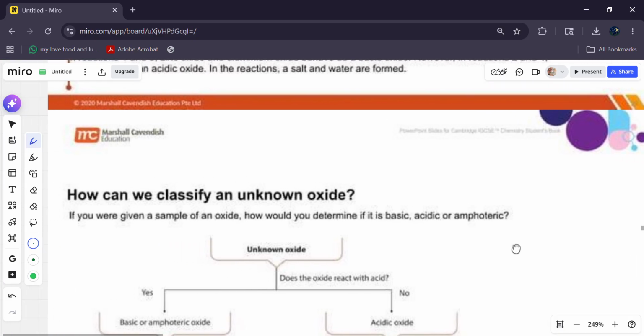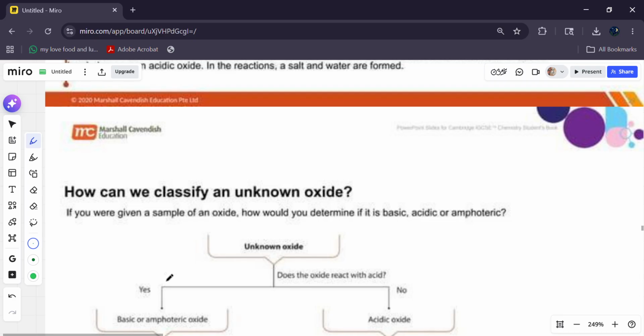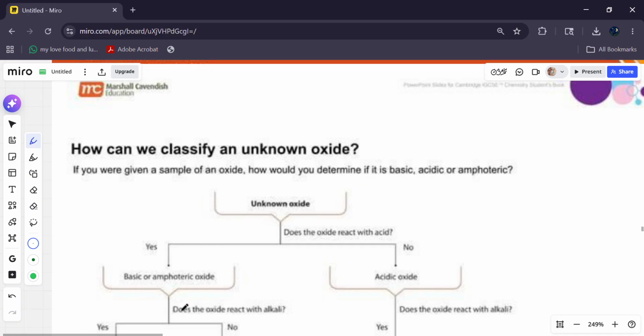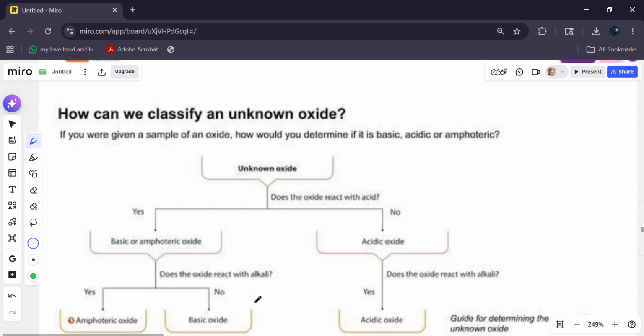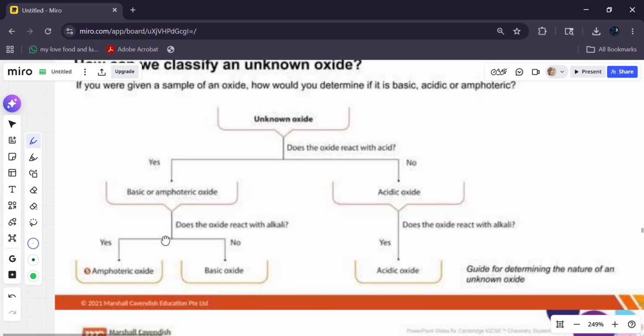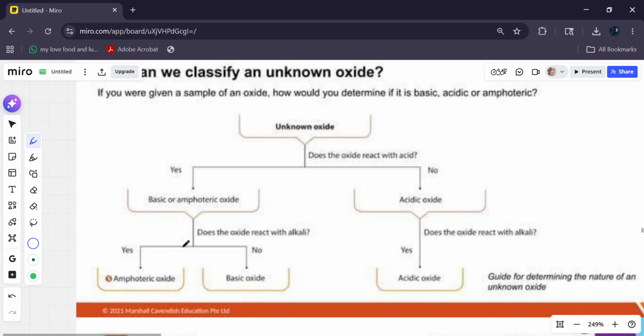Now, if yes, there's a chance it could be basic or amphoteric. But how do we tell from there? Does the oxide react with alkali? This is the second question you should ask. If no, that means it's a basic oxide. Why? Because basic oxides cannot react with alkali. They can only react with acid. But if yes, it can also react with alkali, so it's an amphoteric oxide. And amphoteric oxides, why?